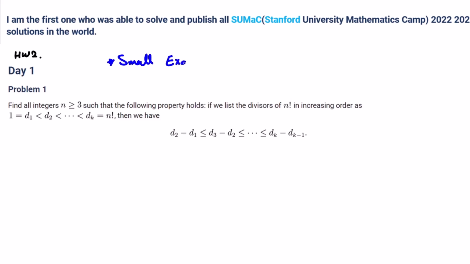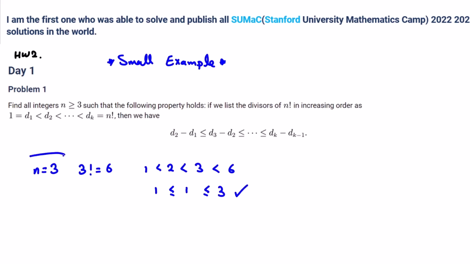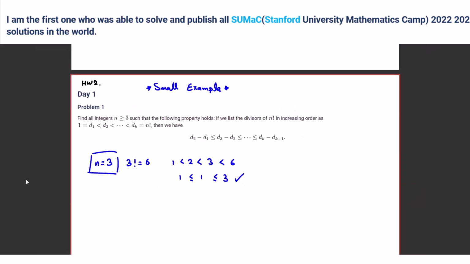Okay. So here, for n = 3, we have 3 factorial = 6. So what are the divisors? 1, 2, 3, and 6. The differences are 1 less than or equal to 1, less than or equal to 3, which works. So n = 3 is our first answer.